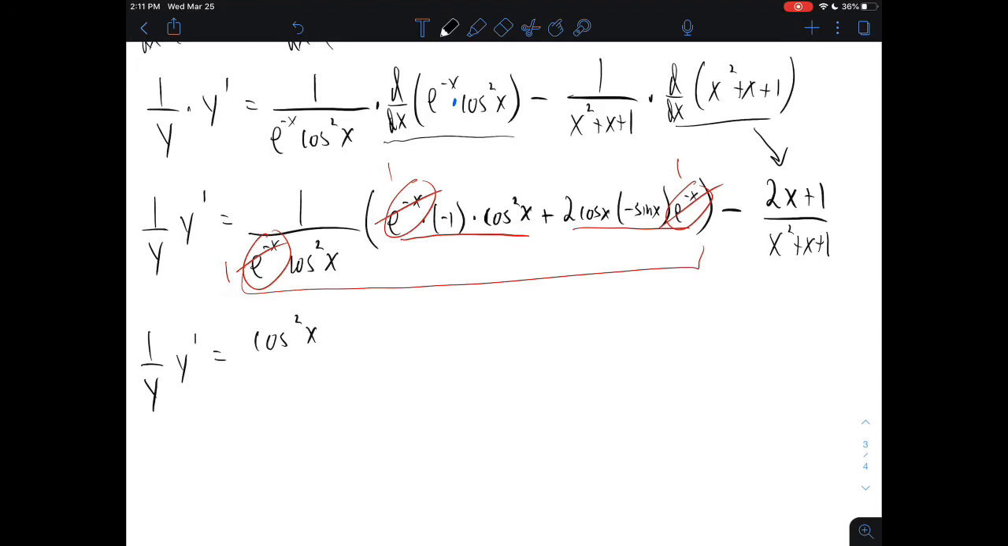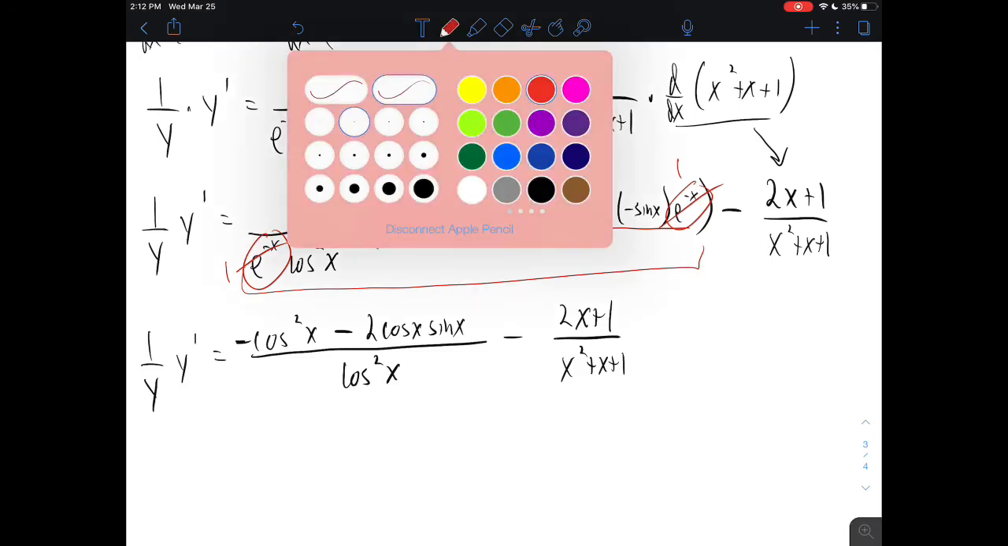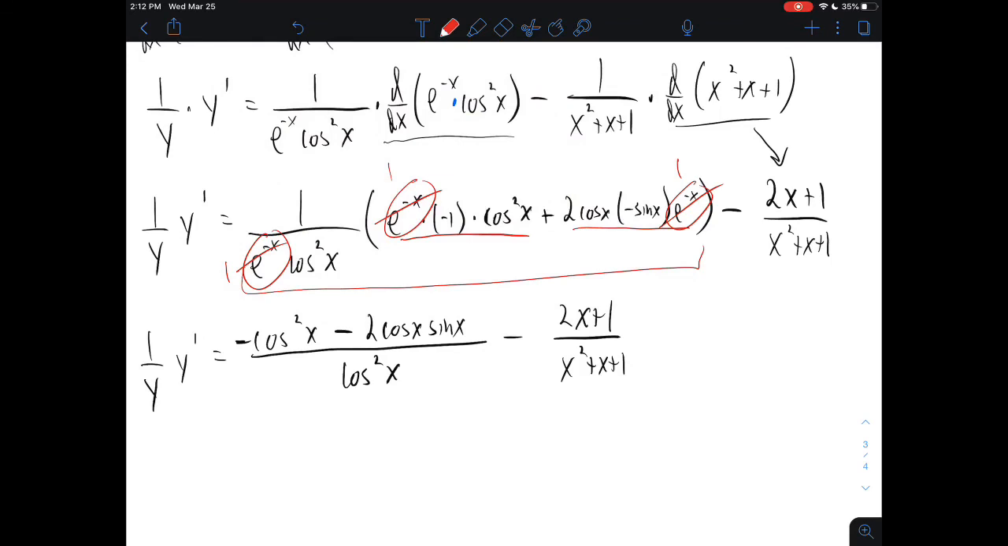Oh, but I have a negative 1, so times a negative. And then I've got 2 cosine x times negative sine x, so that turns into minus 2 cosine x sine x. And this is all being divided by cosine squared x. And then minus the second fraction, 2x plus 1 over x squared plus x plus 1. And you can also notice that there's a common factor again in that first fraction. I can divide everything by a cosine of x.